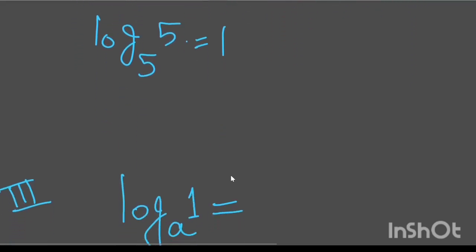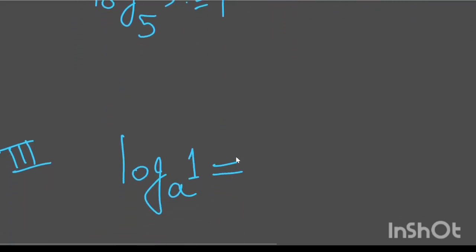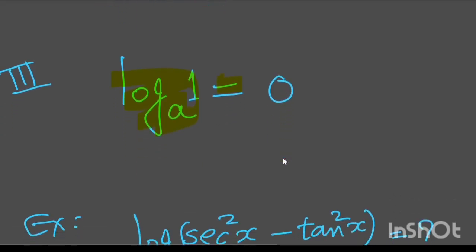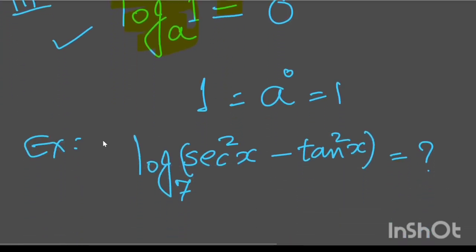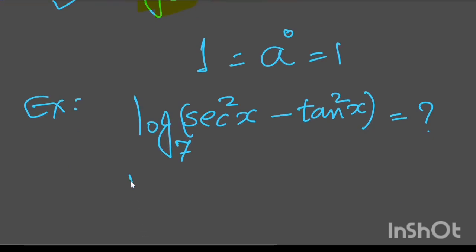Now what about the value of log 1 base a? So the value of log 1 base a, guys, is equal to 0. We can easily prove it by writing it in exponential form. So 1 is equal to a to the power 0, which is 1. So this is also an identity and a property. Okay, so log of sec² x minus tan² x base 7 is equal to what? We know that sec² x minus tan² x is 1. So the answer is 0, guys.